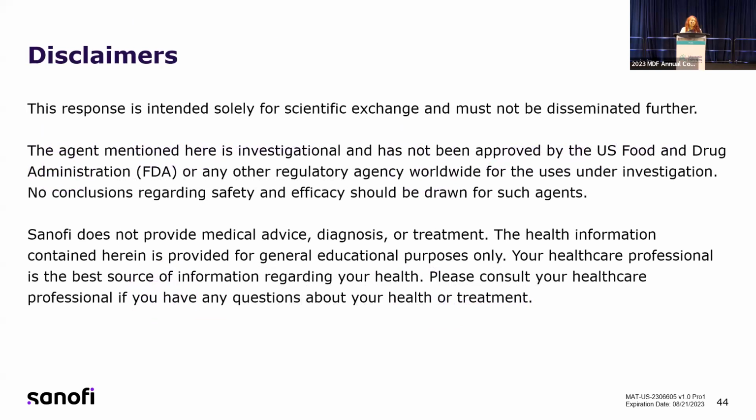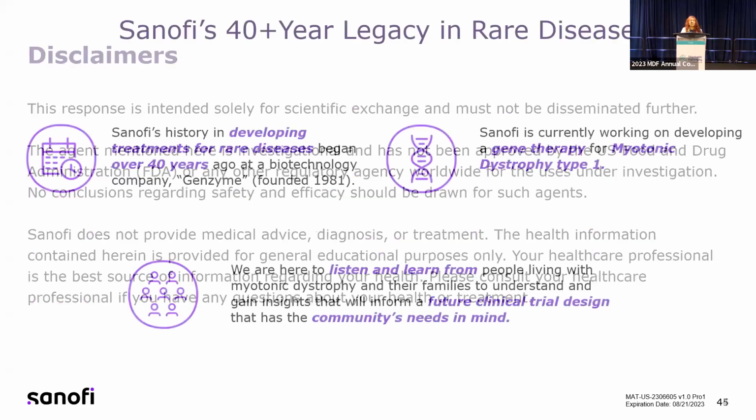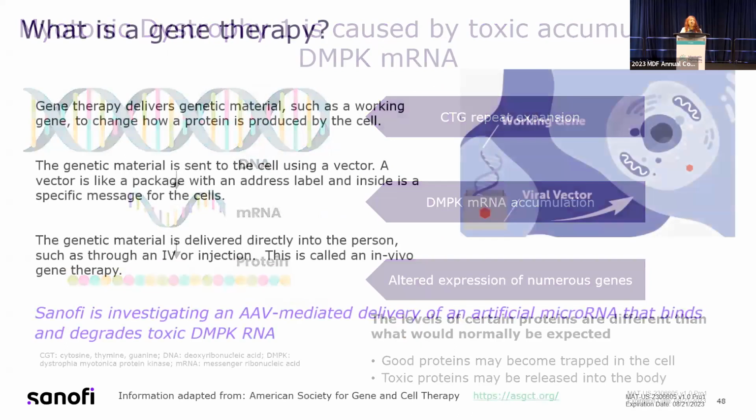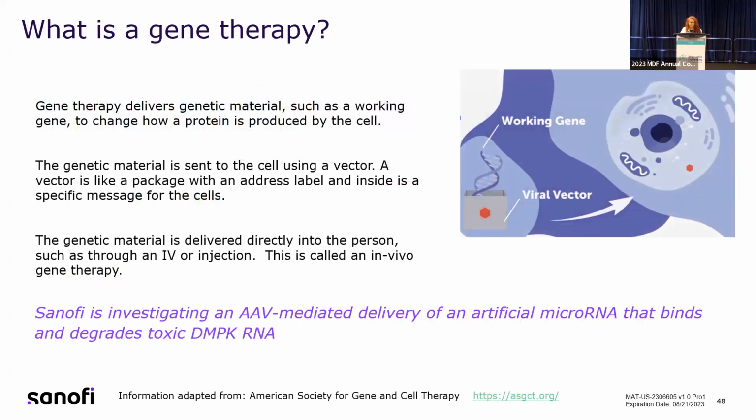But what is gene therapy? Gene therapy delivers genetic material to change how a protein is produced by the cell. This genetic material is sent to a cell using a vector, much like your Amazon delivery person, for example. A vector delivers a package with a specific message for the cells. The genetic material is delivered by infusion or injection, and it's then called in vivo gene therapy.